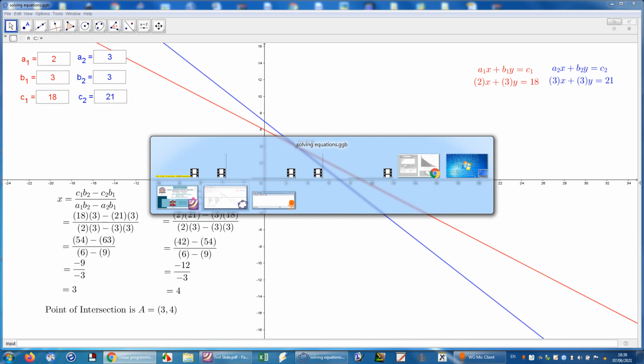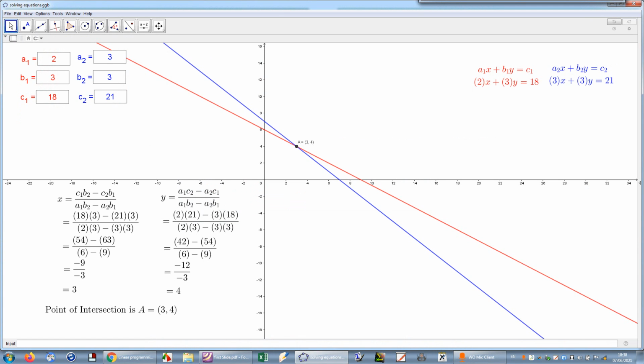In case you are not getting this, I request you to watch the second lecture where we have seen how to determine the intersection point of two lines. Here we have two lines, as I already mentioned: 2x plus 3y is equal to 18, represented in red color, and 3x plus 2y is equal to 21, represented in blue color.